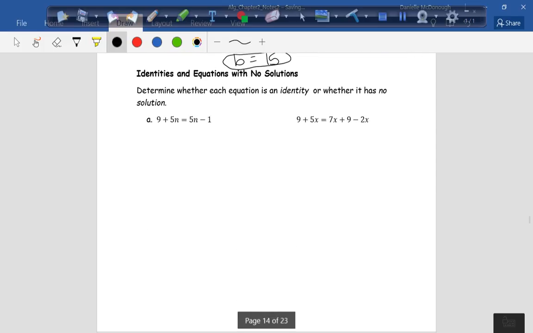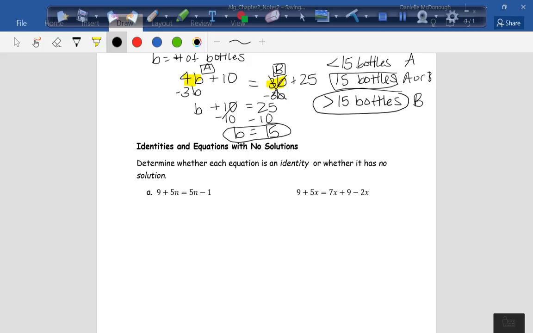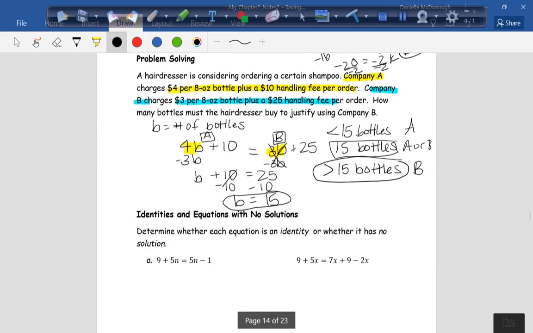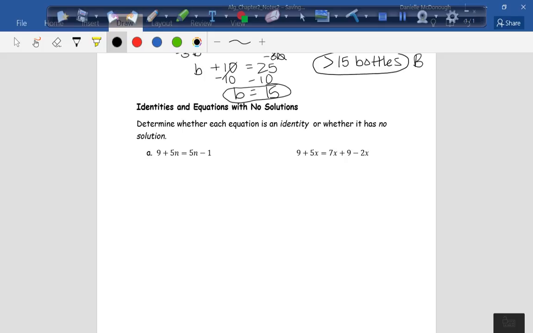And then the last thing for this section is talking about identities and equations with no solution. There's going to be times when, if you go through solving these, you might not get your variable equals a number, because it could be an identity or it could be no solution. So an identity is basically when you can put in any value, every value, and it's going to make the equation true. Okay? So it's an equation that is true for every value of the variable.